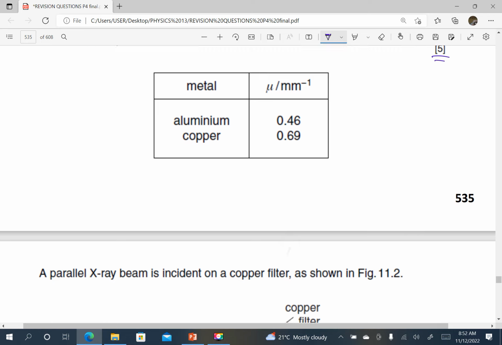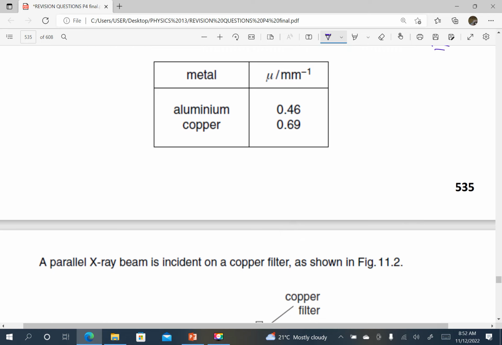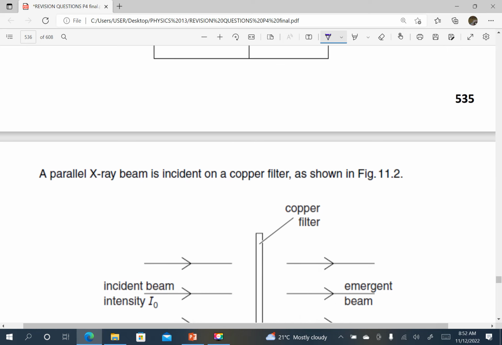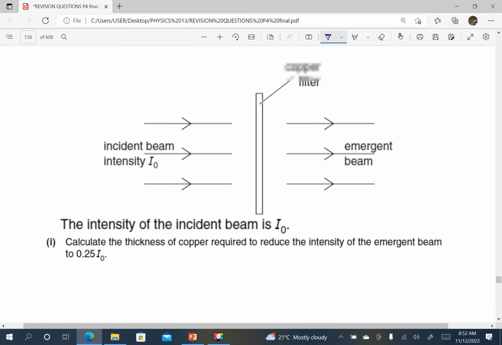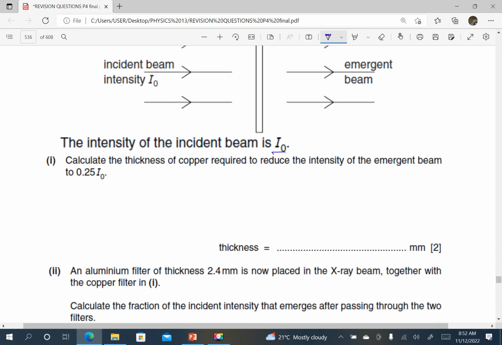So here we have data. We have a metal, aluminium, and the other one is copper. They have given us values of mu, which I think are the linear attenuation coefficients, for copper and aluminium. A parallel X-ray beam is incident on a copper filter, as shown here. The intensity of the incident beam is I naught. Calculate the thickness of copper to reduce the intensity of the emergent beam to this one here.